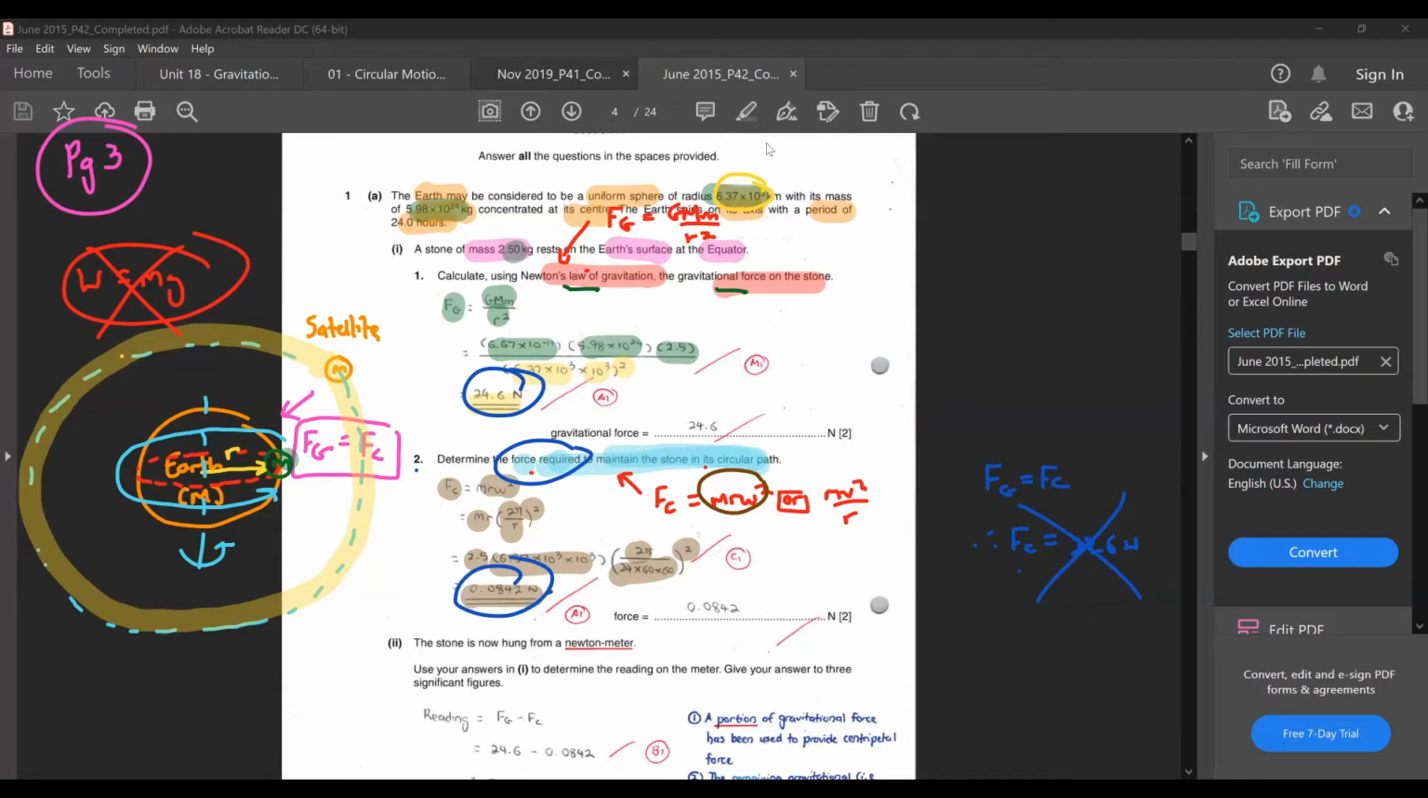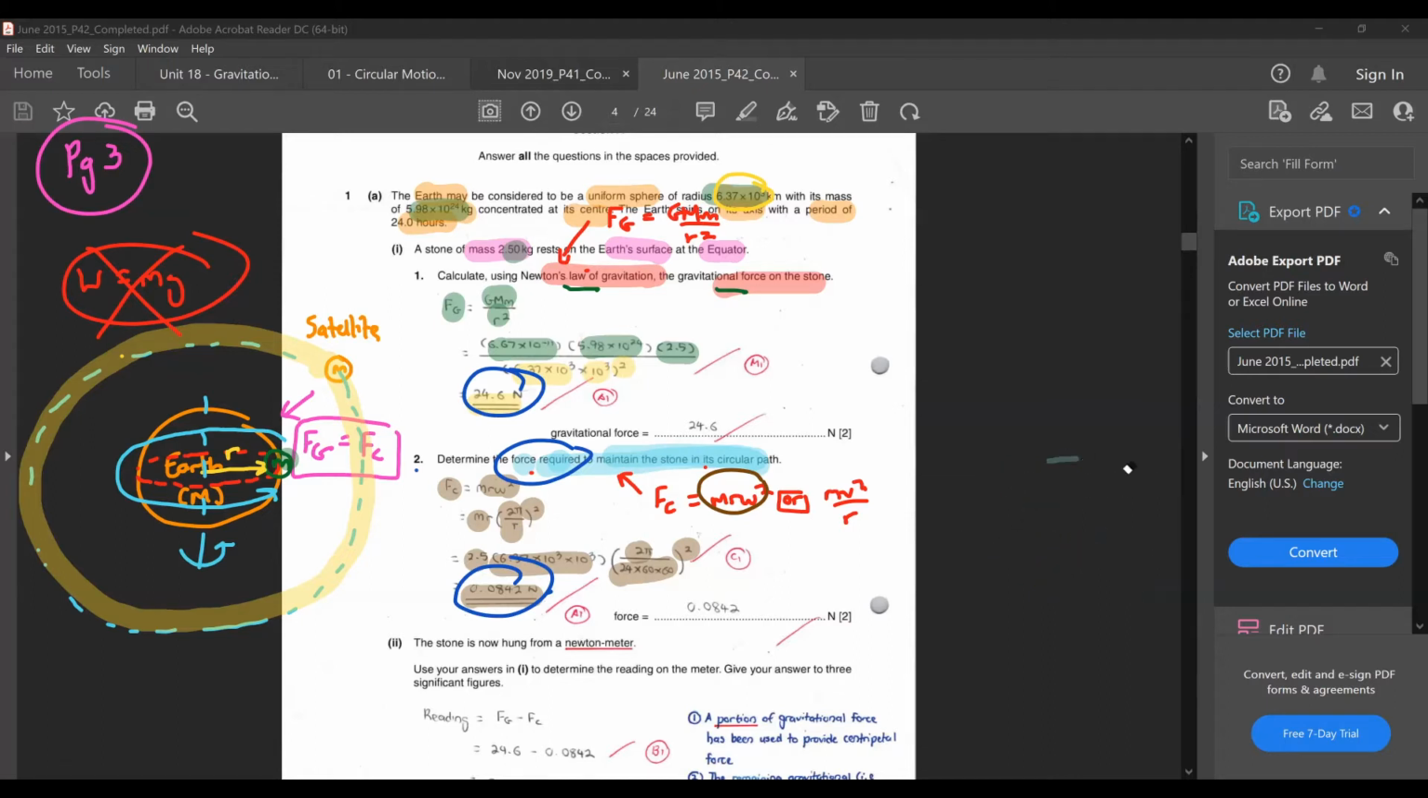Okay, so in our current case here, we cannot use Fg equals Fc. This one I'll explain in the last part of this question, all right? So for now, just remember, this one we cannot use Fg equals Fc. We have to directly find the centripetal force using mr omega square, okay?